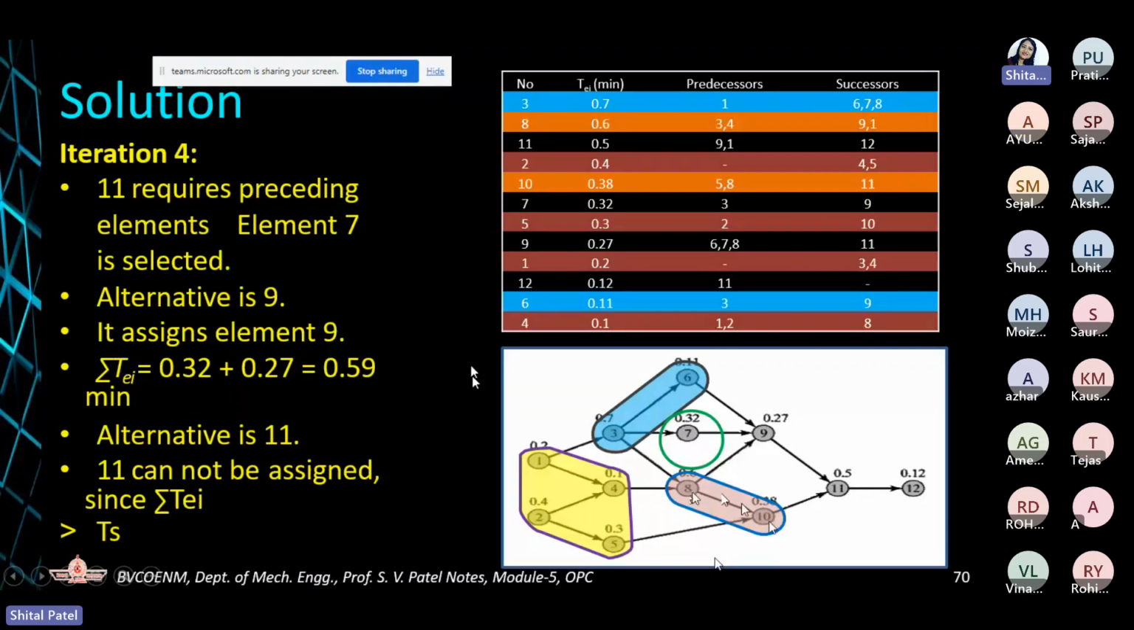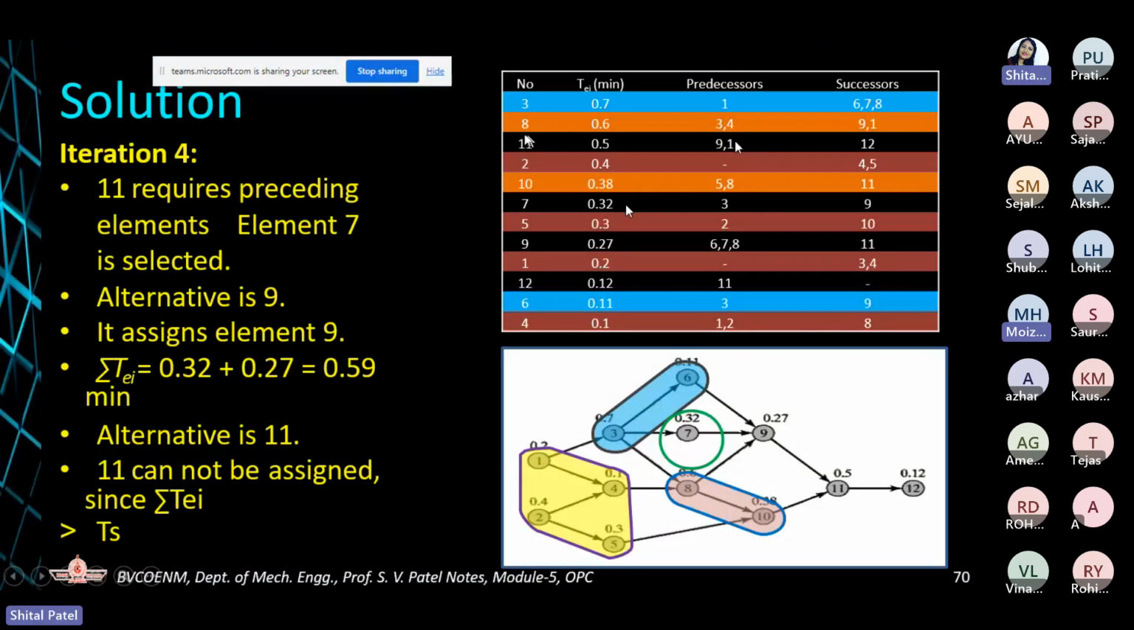Now next, who is going to say next? Pratik, are you there? Any one of you? Lohit, Moiz, Pratik, Azhar. It will start from activity number 11, having time 0.5, and then 7 is possible. Is 11 possible? Yes, ma'am, 11 is possible, na?